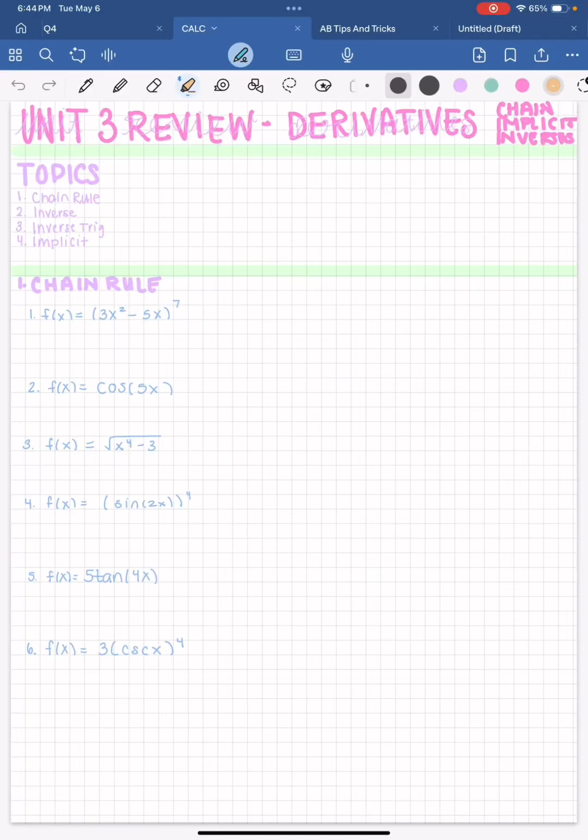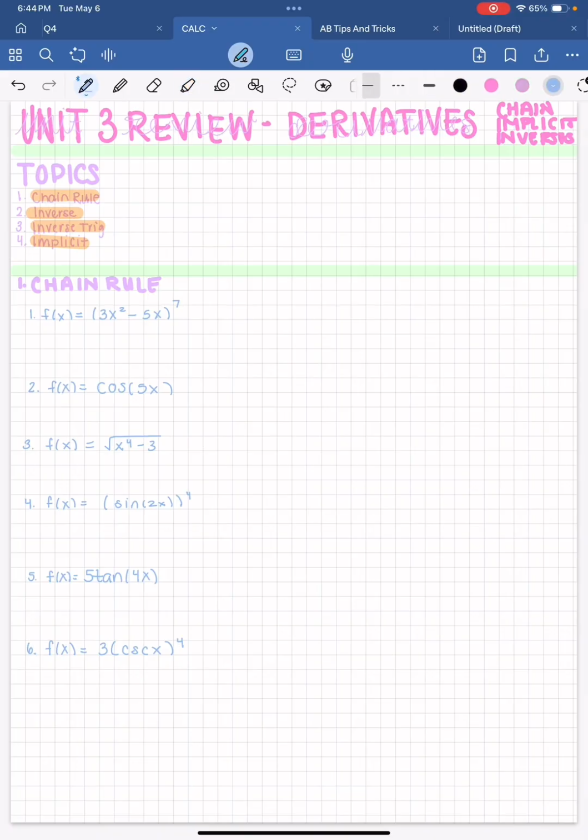So today we're going to review Unit 3, what you need to know in order to succeed on Unit 3 on the AP. So Unit 3 is derivatives, most importantly chain rule, implicit, and inverse. Okay, so I'm going to go through all of these with you right now.